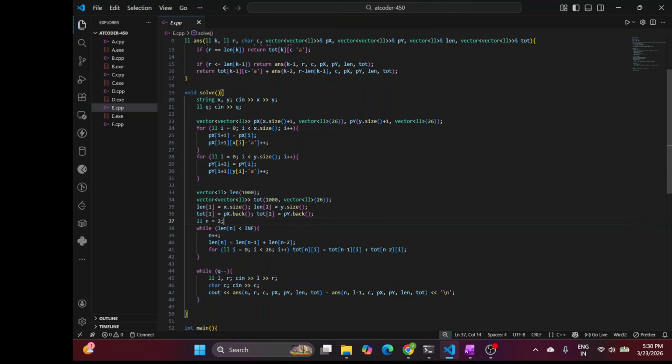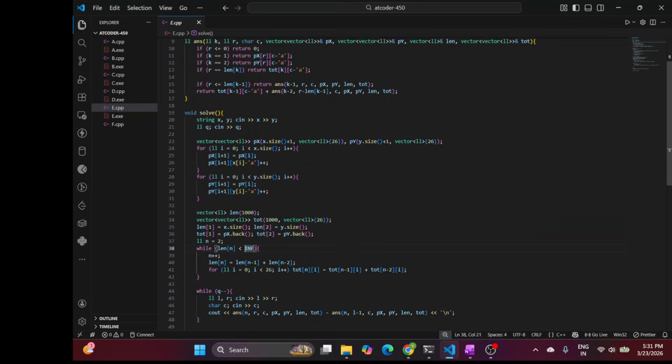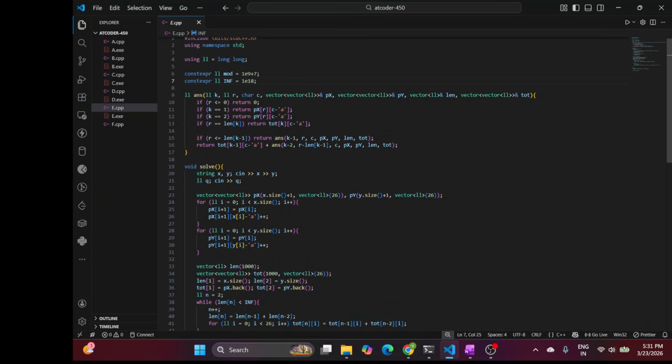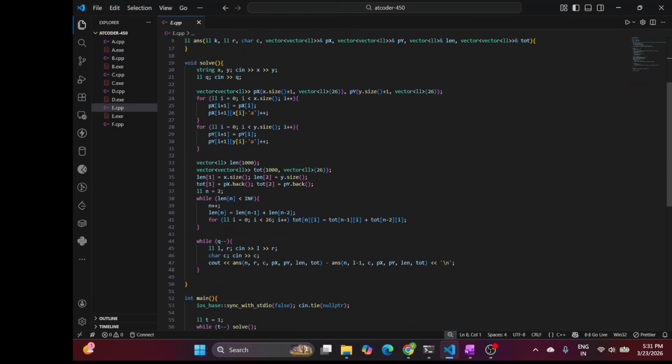And now I'm basically increasing the value of length by our formula and total by the same formula. And I'm doing this until my number of characters is less than infinity, and I've defined infinity as 1e18, right? Because we are interested in the count of strings up to 1e18, right? And now for a specific query, I'm just finding the answer for the value of r and the value of l minus 1, and just taking the difference of the two gives me the answer.